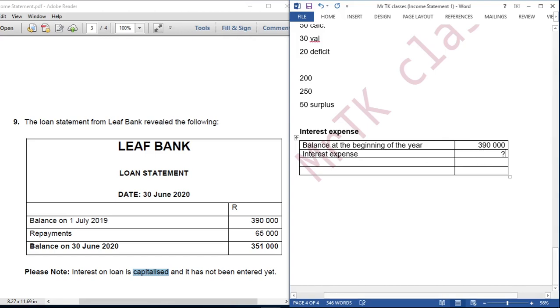So that interest that we are talking about, we don't have in this question. We need to calculate it, right? So here we are going to subtract repayments, because when you are paying back, the loan amount should decrease. So balance at the end, 351,000.